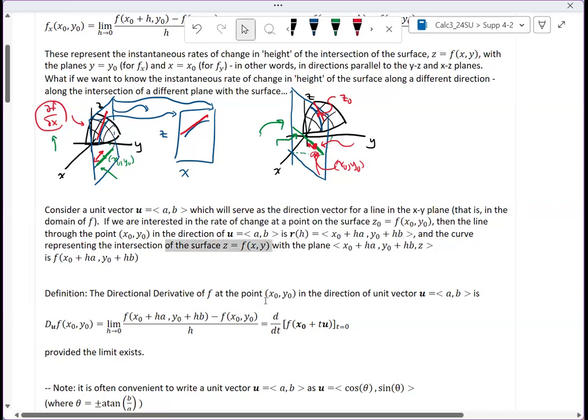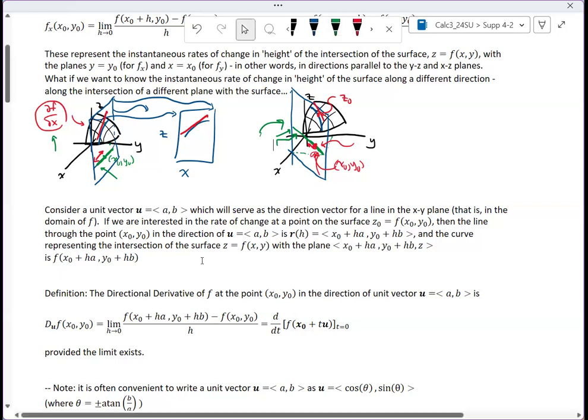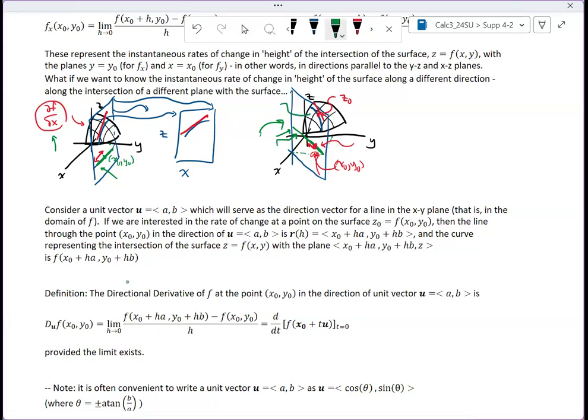And we can say the curve representing the intersection of the surface, z equals f of x, y, this black surface up here, with this plane that's defined by just taking this green line and stretching it up and down along the z direction, that curve is f of x naught plus ha, y naught plus hb. So that is this curve here.